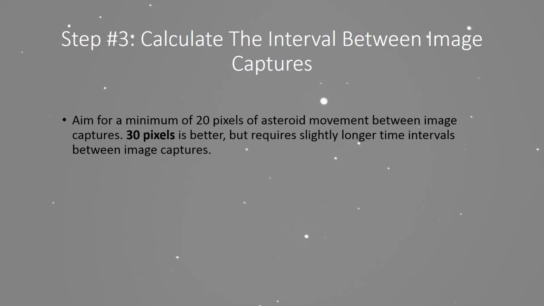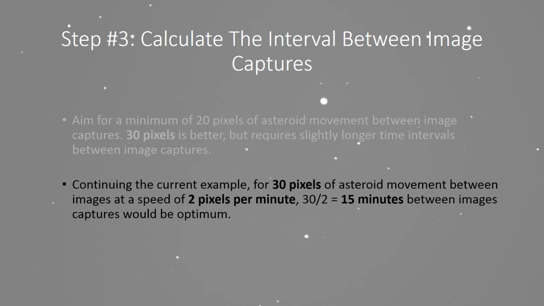Aim for at least 20 pixels of asteroid movement between image captures. 30 pixels is better, but requires slightly longer time intervals between image captures. If we continue the current example, for 30 pixels of asteroid movement between images at a speed of 2 pixels per minute, we get 30 divided by 2 equals 15 minutes between image captures for optimum separation.